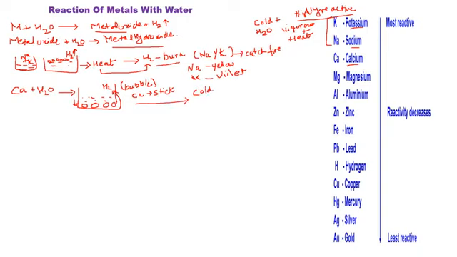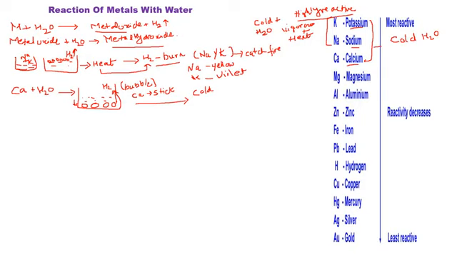So the first three metals react with cold water. These three metals react with which type of water? Cold water, right? But the thing is, potassium and sodium, that reaction will be a highly vigorous, violent reaction with a lot of heat, and this will definitely catch fire. Hydrogen will catch fire first, and then because of the hydrogen, sodium and potassium which is floating on the water will also catch fire.